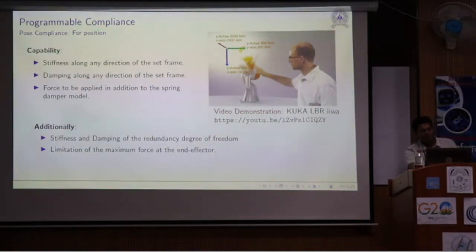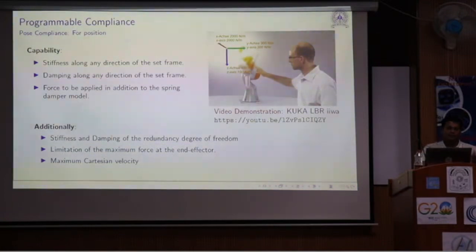Limitation in maximum force at the end effector. You can limit the maximum force which it can apply at the end effector. End effector here is this. Okay, where you fix your tool, right? So you can limit that force. Maximum Cartesian velocity can be fixed as well. Let's say your robot is capable to go at 2 meters per second, you can limit that also to go to, let's say, 0.5 meters per second only. Right? So that limitation is doable.